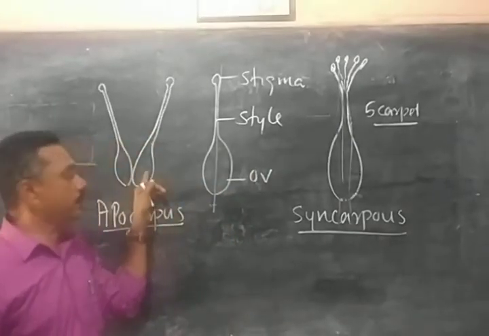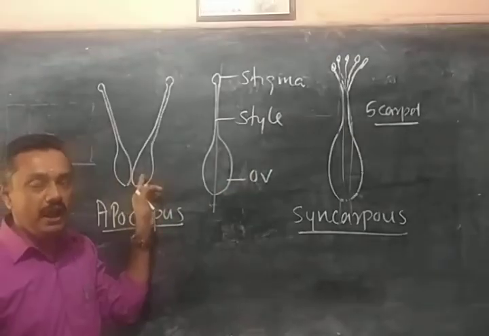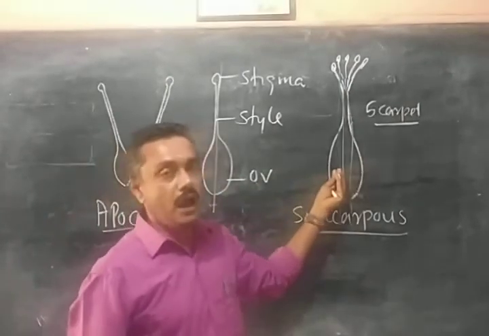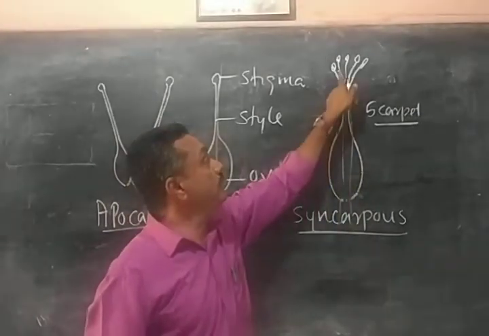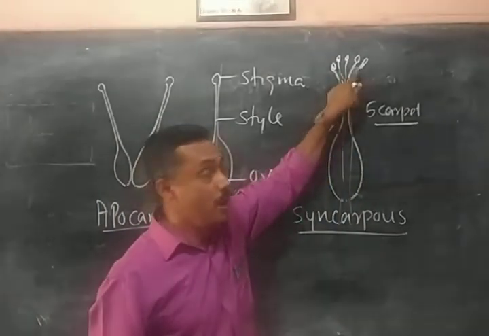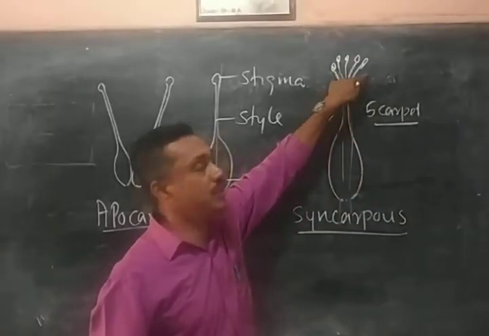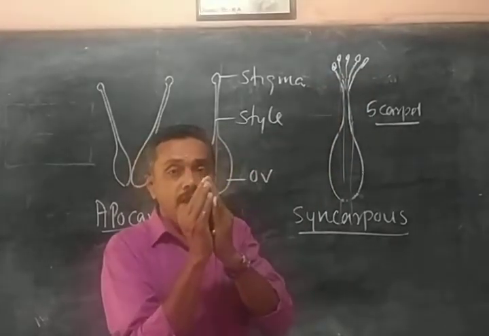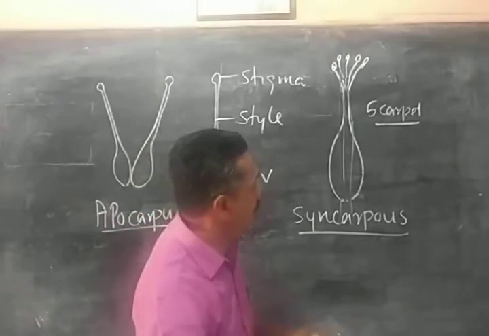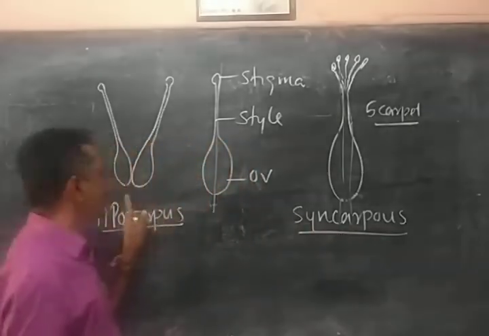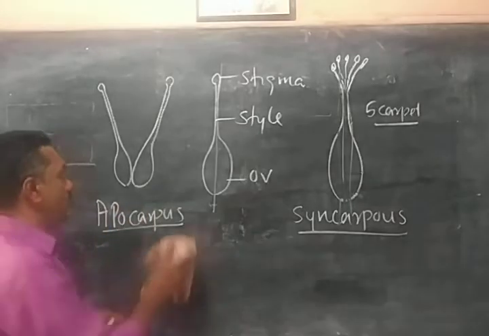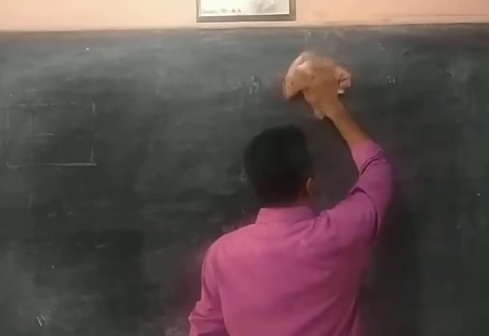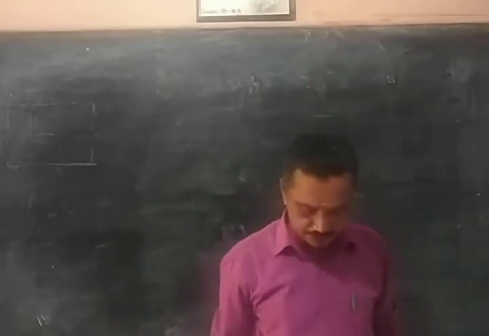Here you can see 2 carpels are there. Carpels are not joined. If the carpels are not joined, it is called apocarpous condition. Here 5 carpels are there. How can I say there are 5 carpels? 5 stigmas, 1 ovary, 1 style, 5 stigmas. It means 5 carpels are joined together. If the carpels are joined together, it is called a syncarpous condition. If the carpels are free, not joined, it is called an apocarpous condition. Syncarpous and apocarpous condition. This is about the parts of the flower in detail.